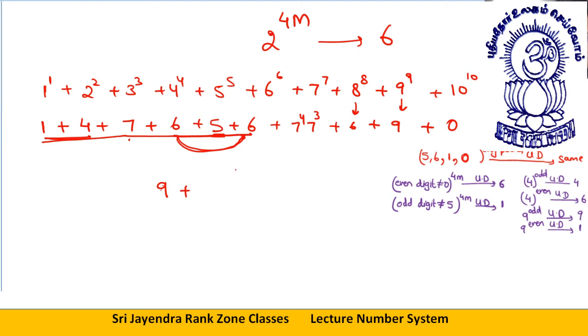7 raised to power 4 will be 1. Into 7 cube, which is 343, you get a 3. Plus 6, plus 9. I don't need to write 0. 9 plus 9, 18. 18 plus 6, 24. Plus 3, you will get a 7 over here. So your unit digit is 7, my dear students. I'm sure so far everything is clear to everyone. So let's move to the new question. Next question now.